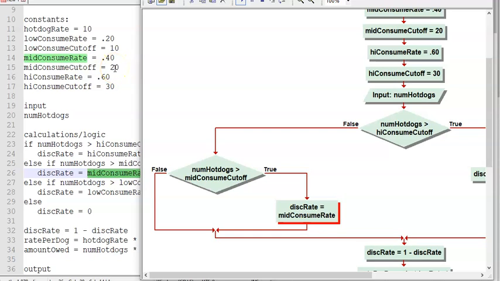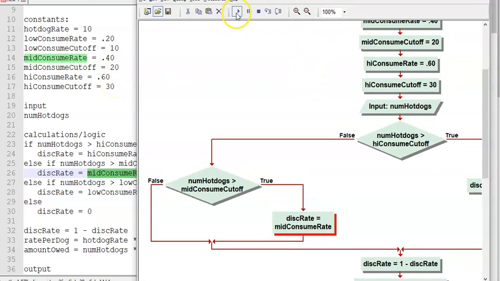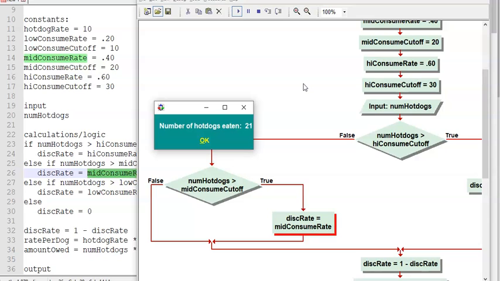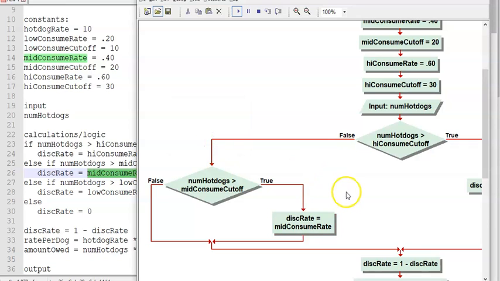So what are we going to do for this one? No, wait a minute. Yeah. So it's got to be over 20. So let's do 21 hot dogs. So I eat 21 hot dogs. How much should it cost per hot dog? So you can see that it's 40% off. So this one should be a $6 dog. And it is. And 21 times 6, 126. Excellent. So we can see that that one works also.